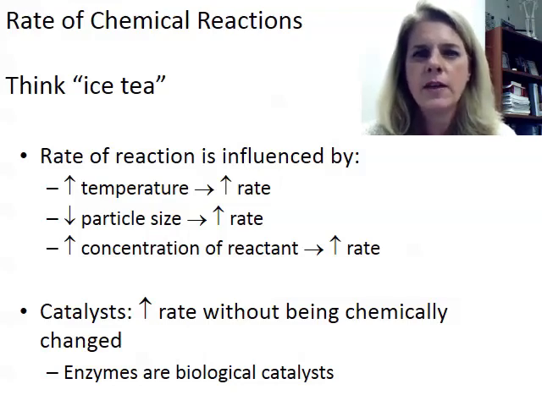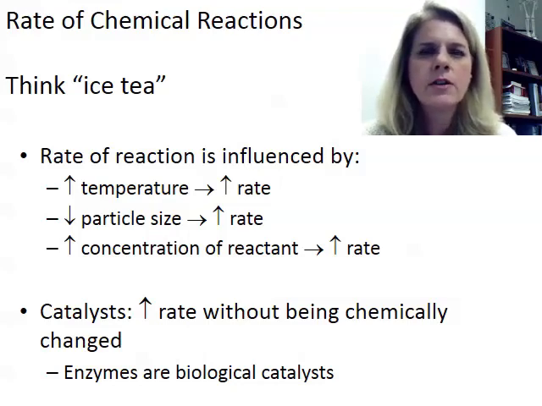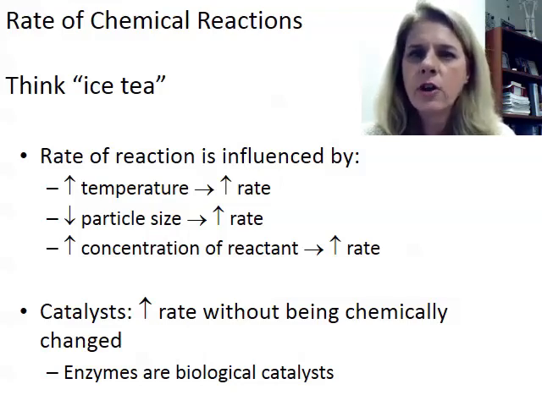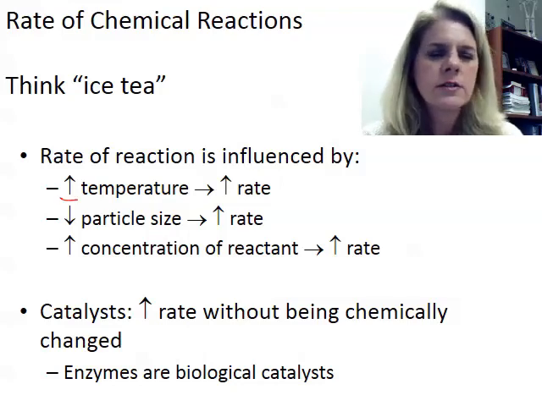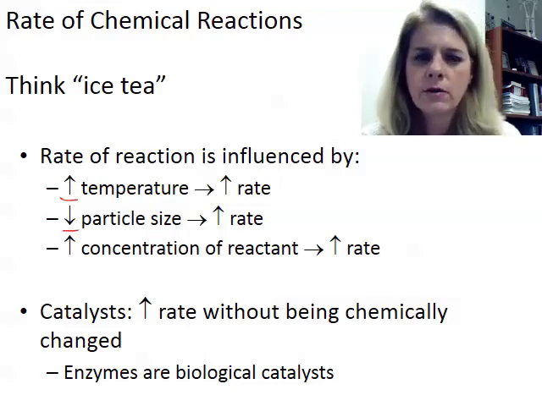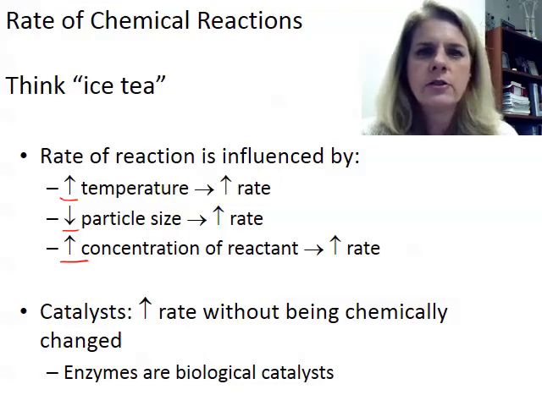You need to be able to speed things up a little bit. So in a general reaction, you can speed the rate that a chemical reaction occurs by doing usually one of three things. You can either increase the temperature, decrease the particle size, or increase the concentration of the reactant.